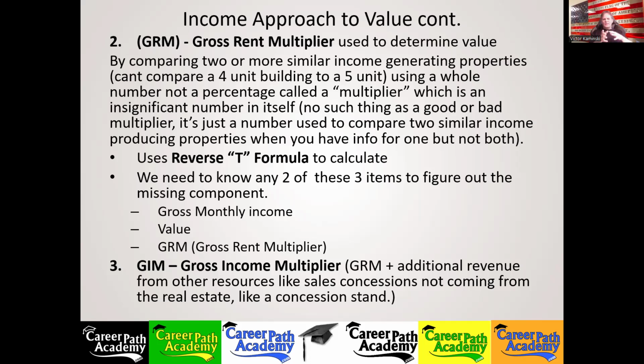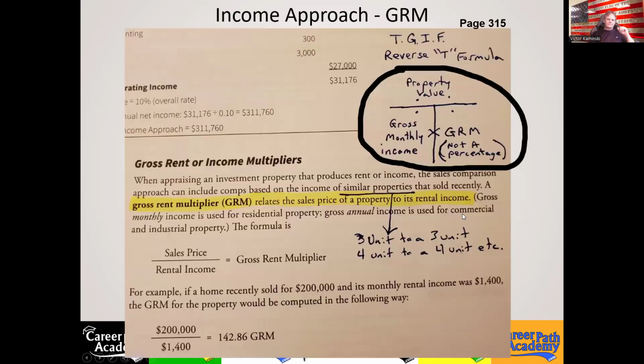And once again, for the GIM, you would also add in any additional income from non-real estate sources like concession stands. But we're not going to do a problem on that. We're just going to do the GRM and the cap rate math. So you can write that formula down here in the book. Highlight: gross rent multiplier relates the sales price of a property to its rental income. And underline similar properties and put an arrow down here, give a little explanation for yourself: 3-unit to a 3-unit, 4-unit to a 4-unit. You can only compare similar properties in that regard.